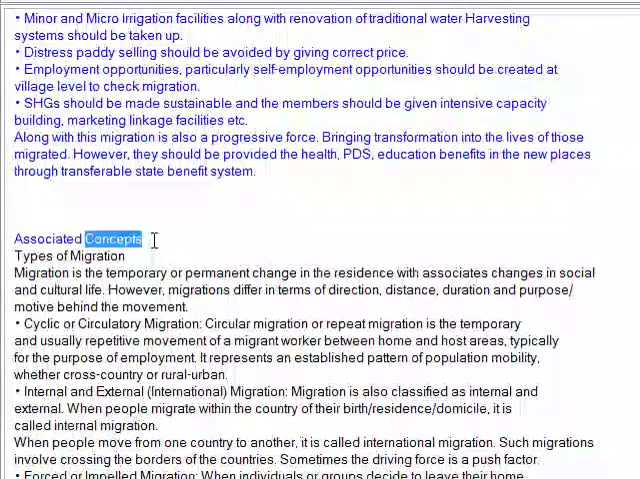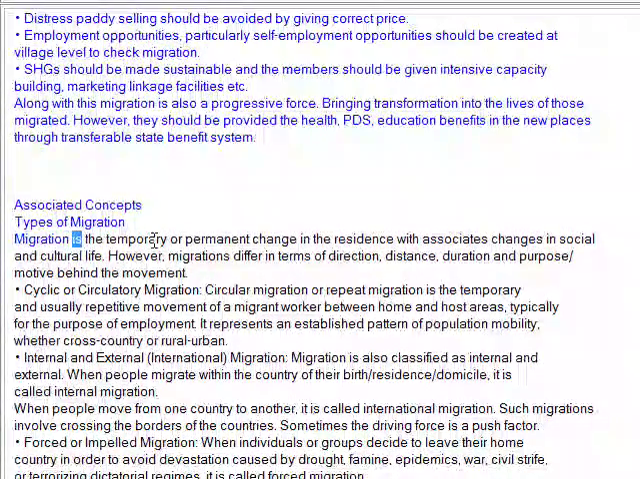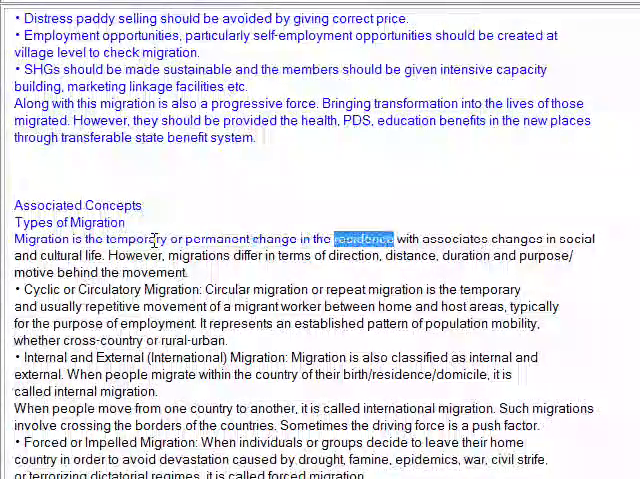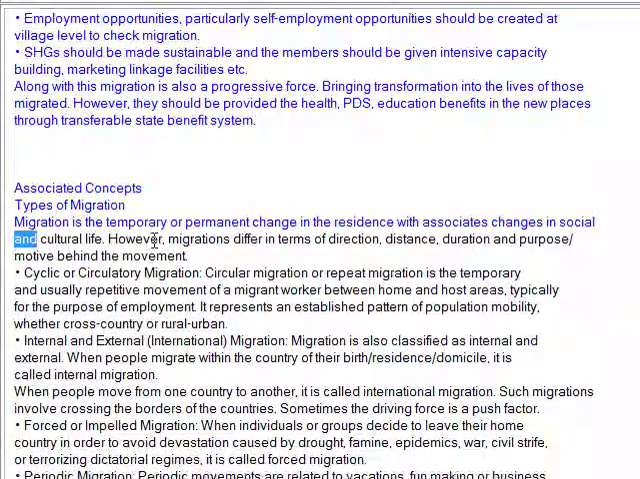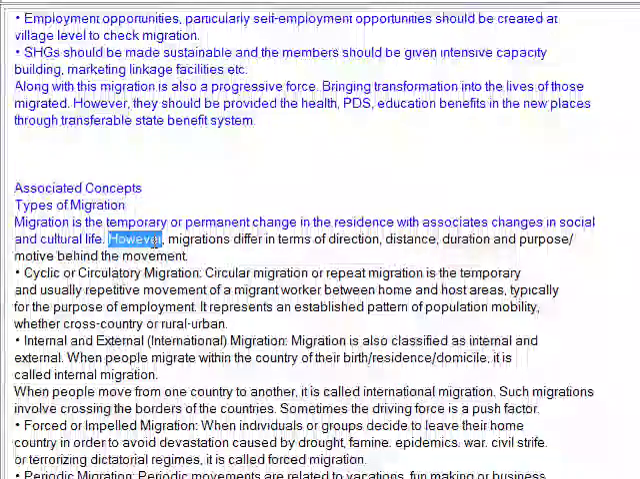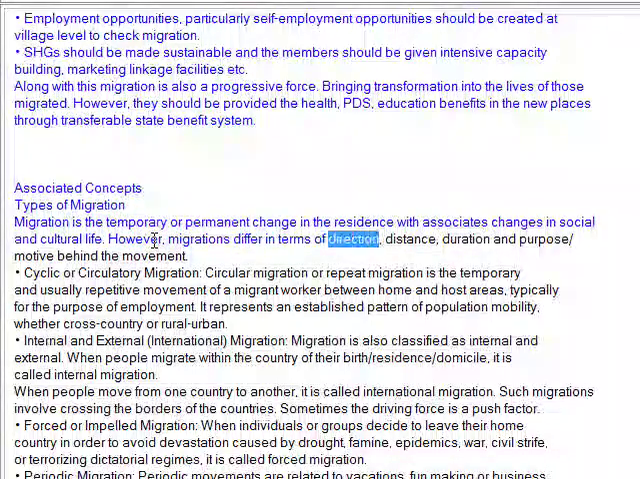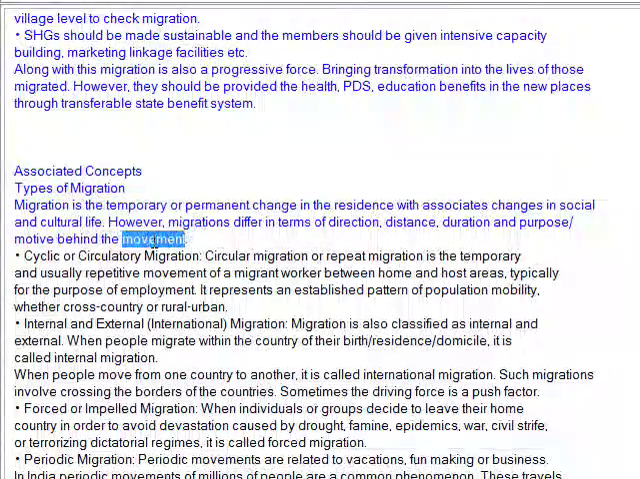Associated concepts: types of migration. Migration is the temporary or permanent change in the residence with associated changes in social and cultural life. However, migrations differ in terms of direction, distance, duration and purpose or motive behind the movement.